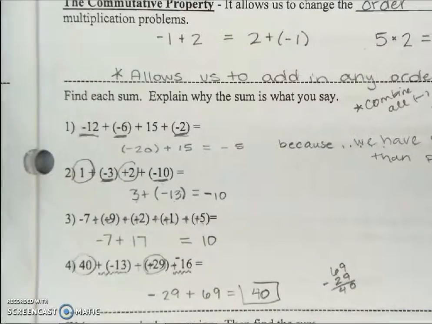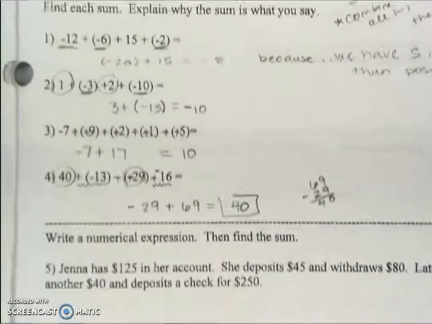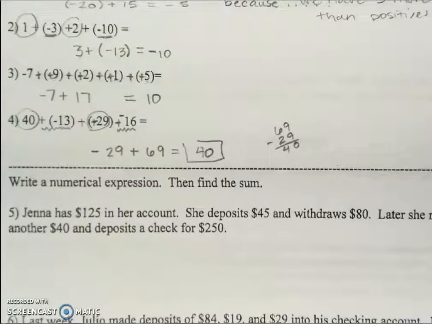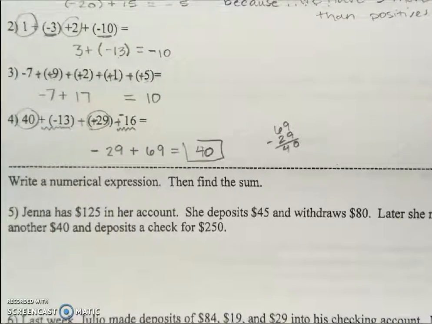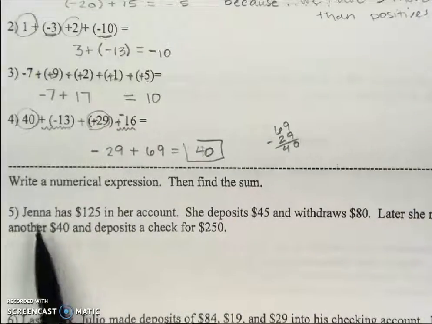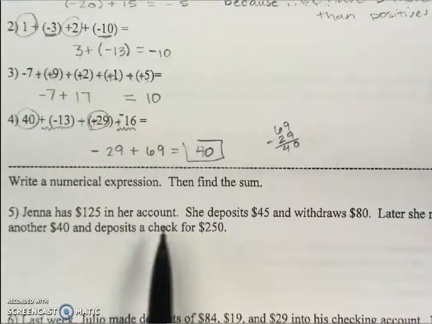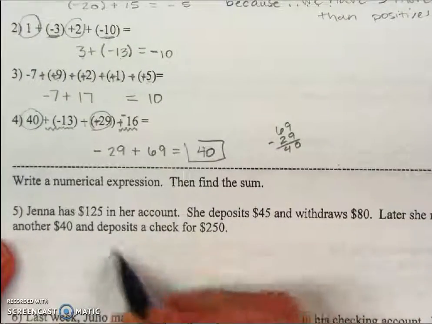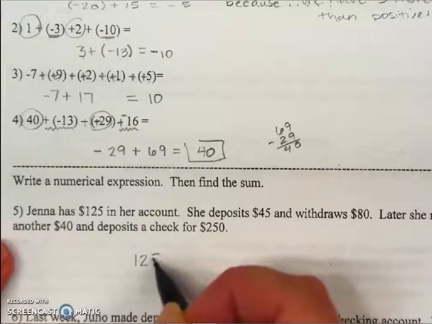All right, so now the main objective of the day, applying integer operations to real-life situations. In this case, we're just going to be looking to see if each little sentence, each little phrase gives us a positive number or a negative number. So this one starts, Jenna has $125 in her account. So she starts with a positive 125.